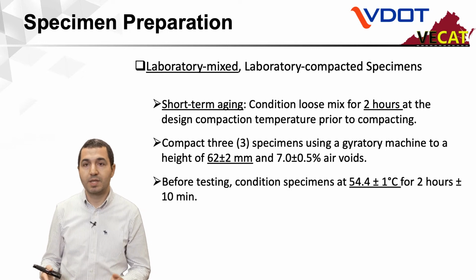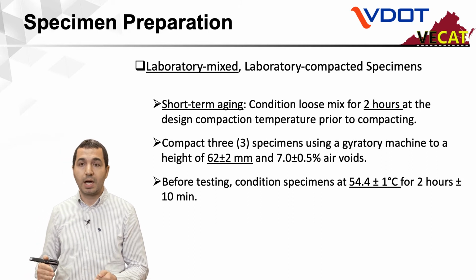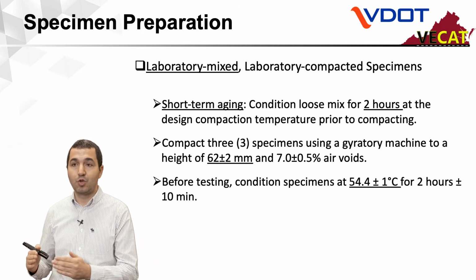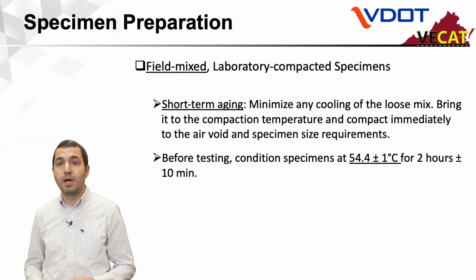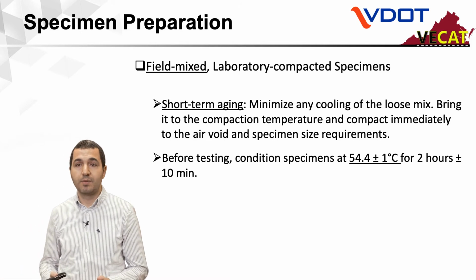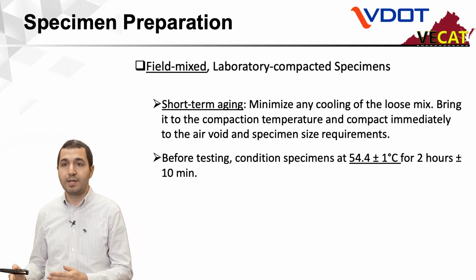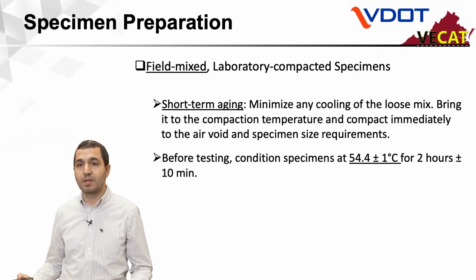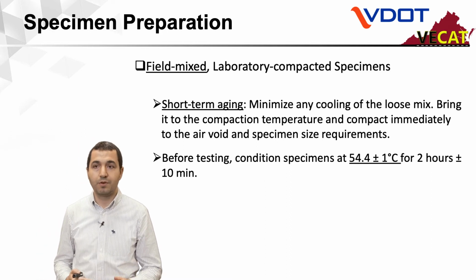And before testing, specimens have to be conditioned at 54.4 C for 2 hours. And I have to add the caveat in here: the conditioning environment has to be at that temperature when you place your specimens, and 2 hours starts from that point forward. For field mixed and laboratory compacted specimens, for short-term aging, you minimize any cooling of the loose mix and bring it to compaction temperature immediately, and then compact to the air void and specimen size requirements. Again, you have to condition your specimens at 54.4 C for 2 hours.